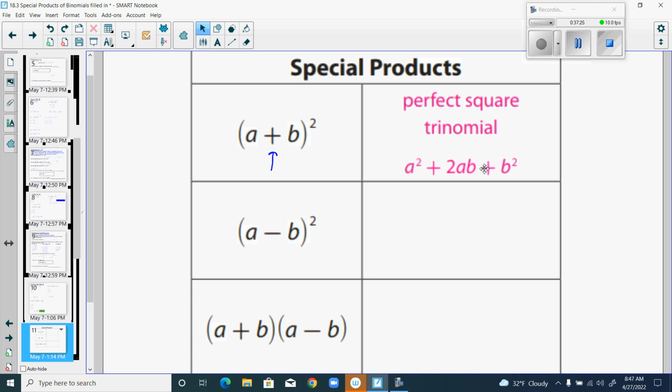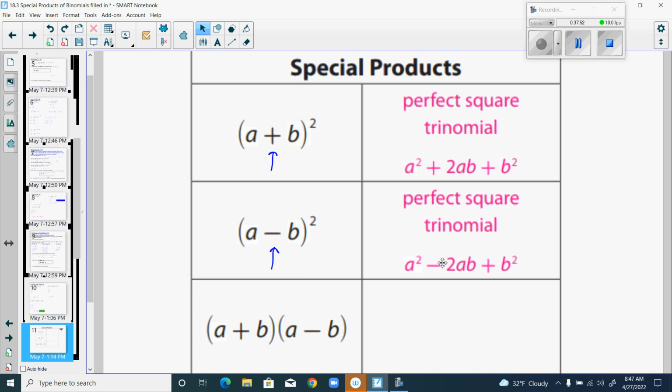In the second one, where we have a binomial that's squared, but we have subtraction in the middle, that is also a perfect square trinomial. We get almost exactly the same result, except the middle term is now negative. So we take the first term and square it. A times a is a squared. We take 2 times a times b, but because b is negative, we get negative 2ab, and then take the last term and square it to get b squared.